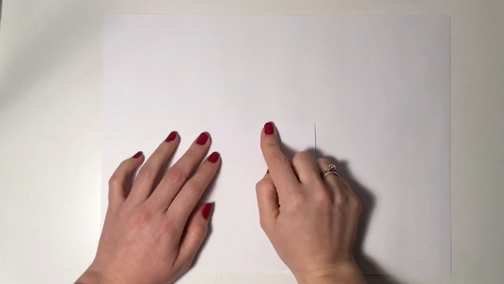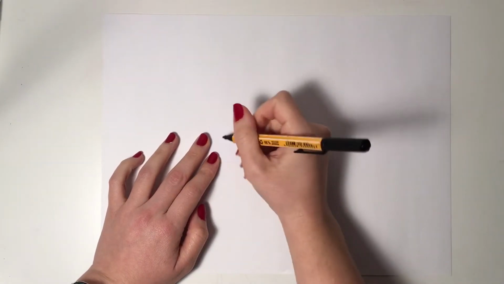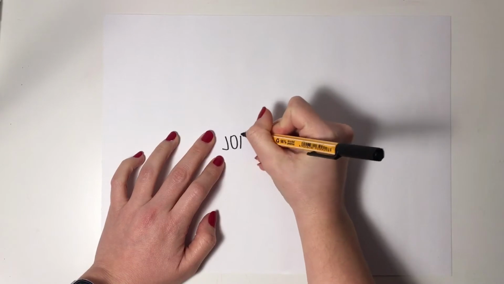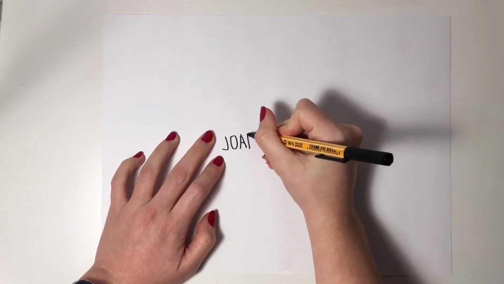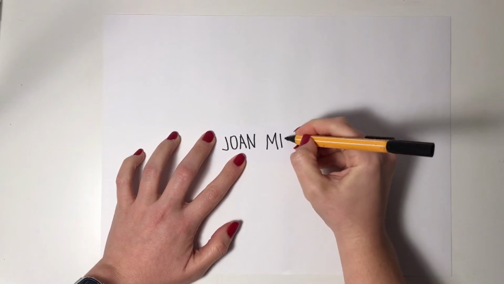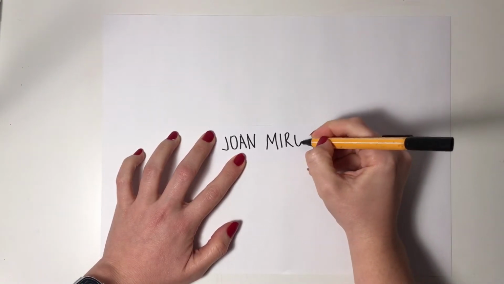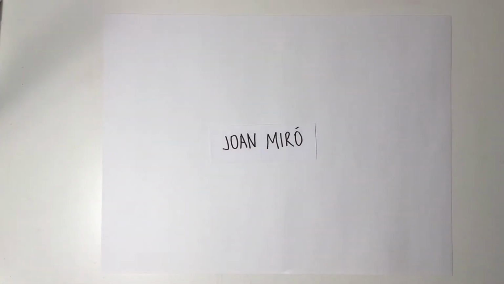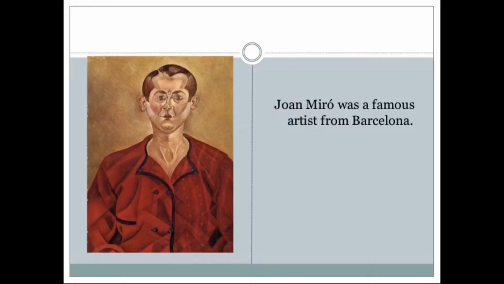Are you ready to learn about an artist? I remember you loved learning about artists, and this week we are going to learn about an artist. His name is Miro. You can repeat it, Miro. Do you want to learn about him? I am so excited about seeing some of his works.